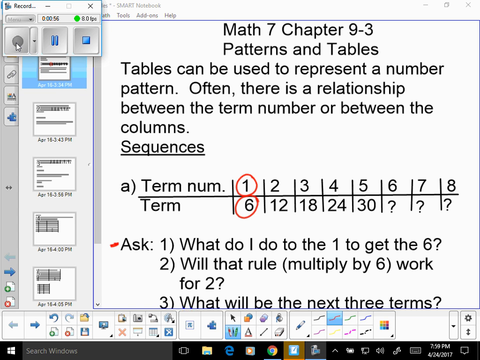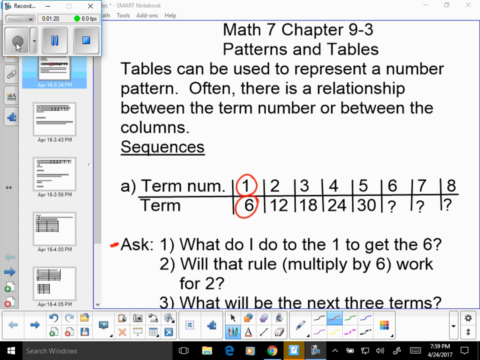I could add 5. Is that going to work for my term number of 2? Is 2 plus 5 going to give me 12? No, 2 plus 5 gives me 7. So I have to find an alternate way to relate the term number of 1 to my term of 6. Well, another way of doing that is to multiply by 6.